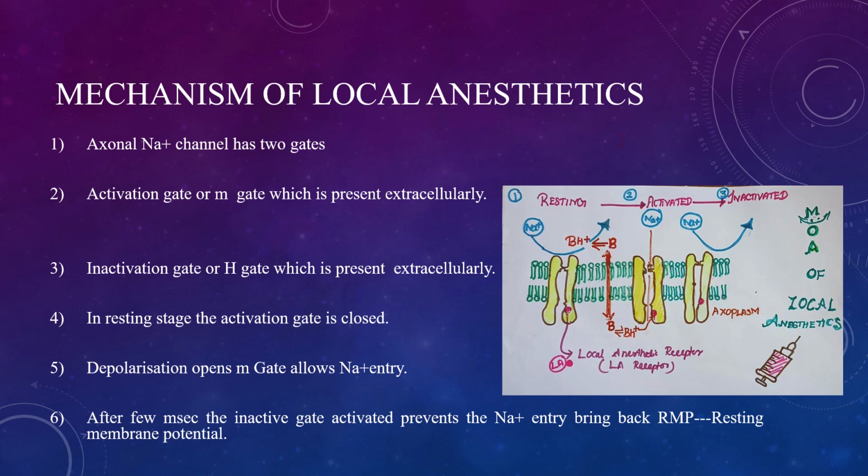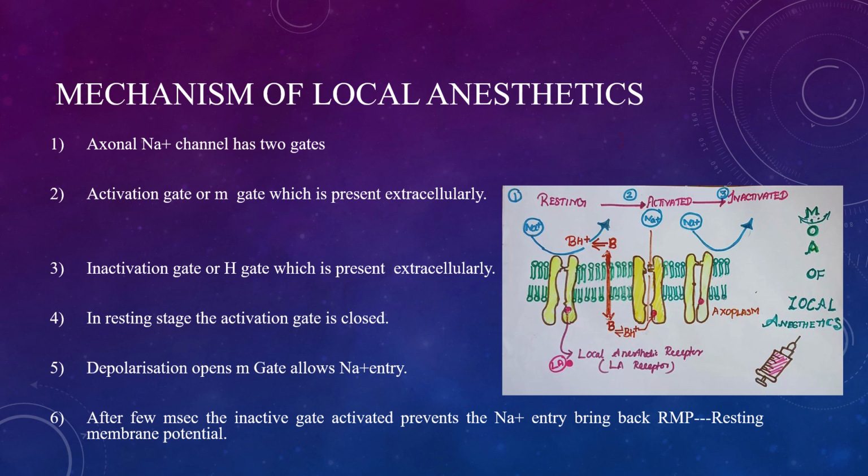The neuron is the functional unit. In the structure of the neuron, you have the axon and dendrites. So how does the drug exert its action? In the axon, you have the sodium channel. In the axonal membrane you have so many channels, but the drug acts on the sodium channel, and the sodium channel has two gates. One is the activation gate, or M gate.